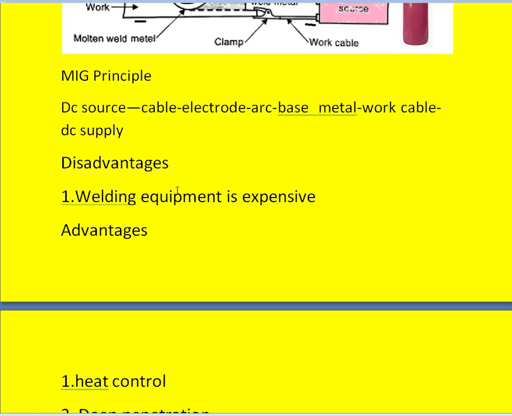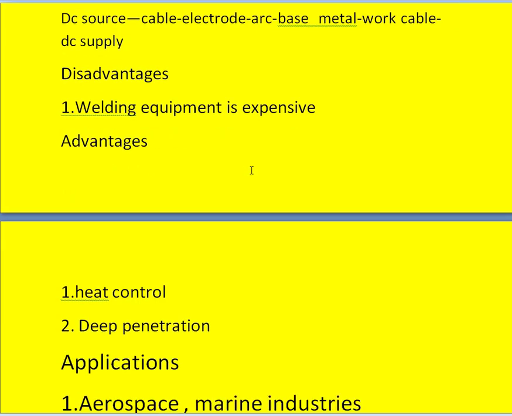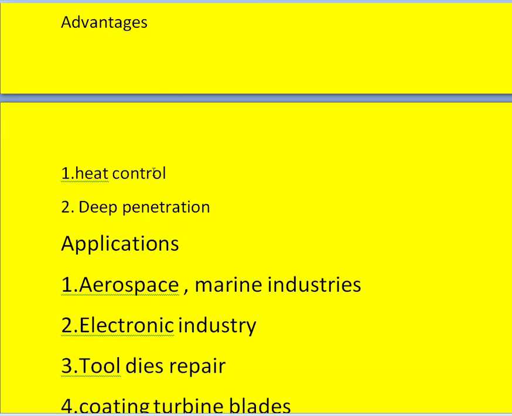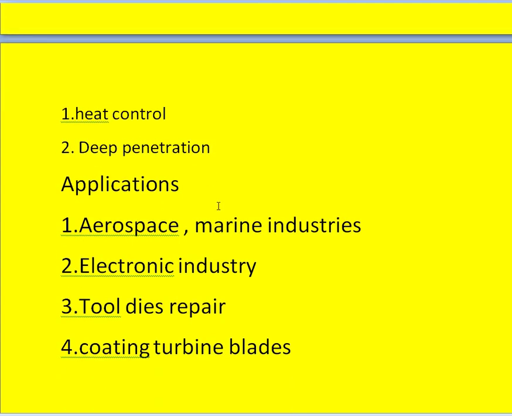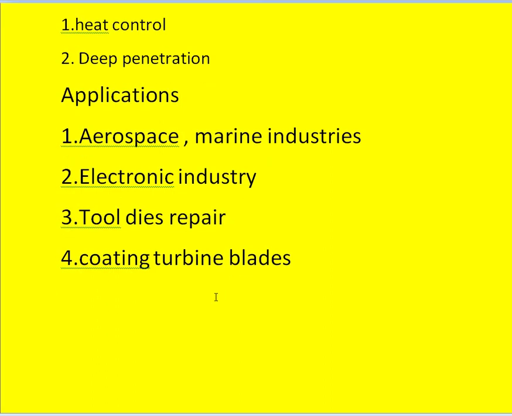Then coming to the disadvantages, the welding equipment here is expensive. An advantage of this MIG welding is that its heat control is easy, and the welding has deep penetration. Applications: it is normally used in aerospace and marine industries, and it is also used in the electronic industry, for tool and die repair, and for coating turbine blades.